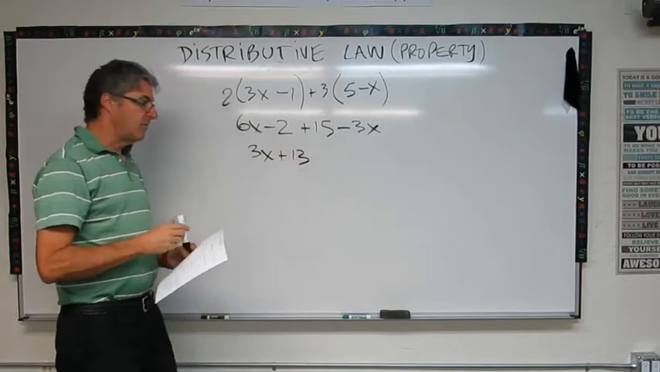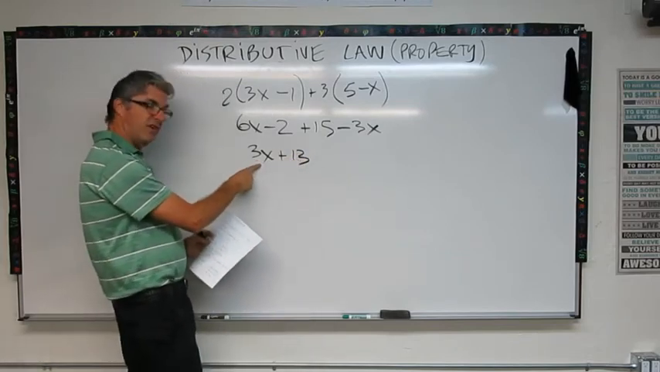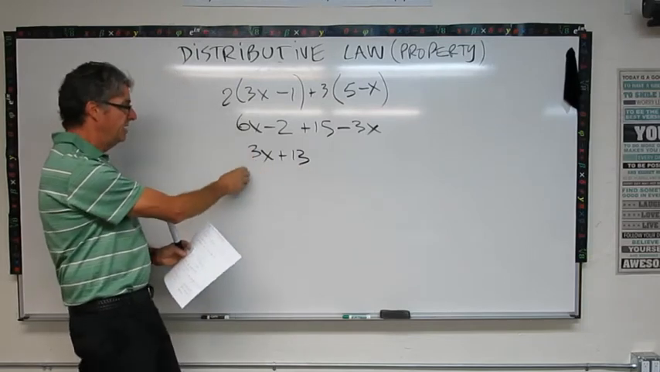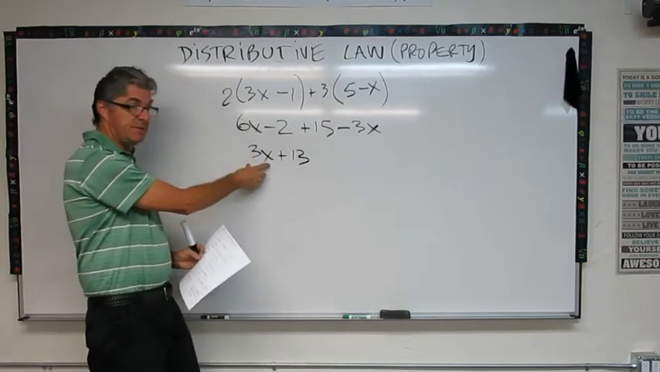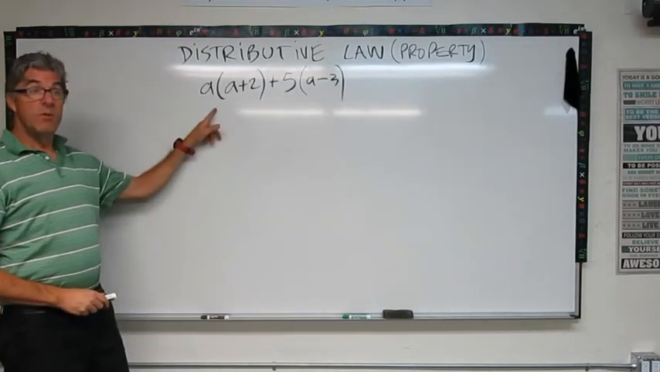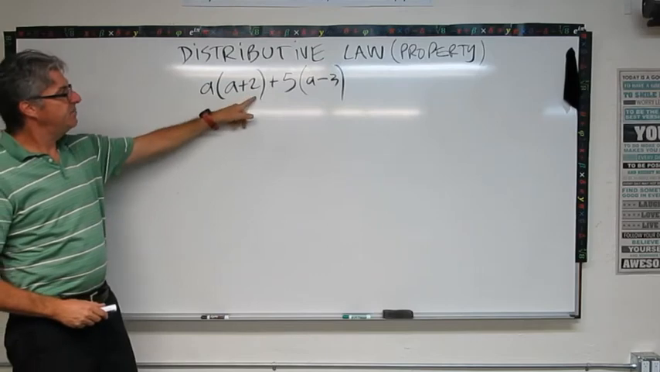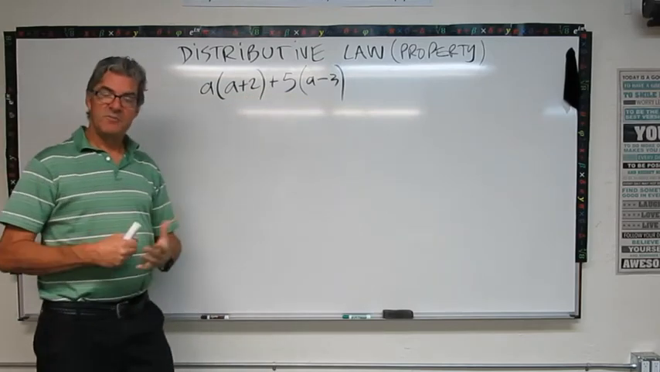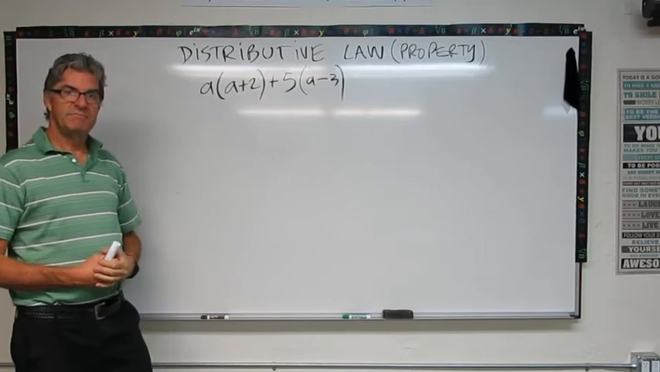You'll always want to remember to keep your x terms first and put your numbers second. If I had an x squared in here, the x squared would come in front of just the plain old x. Okay, I'd like you to try one more. This is a times (a plus 2) plus 5 times (a minus 3). Go ahead and pause the video, give it a shot.